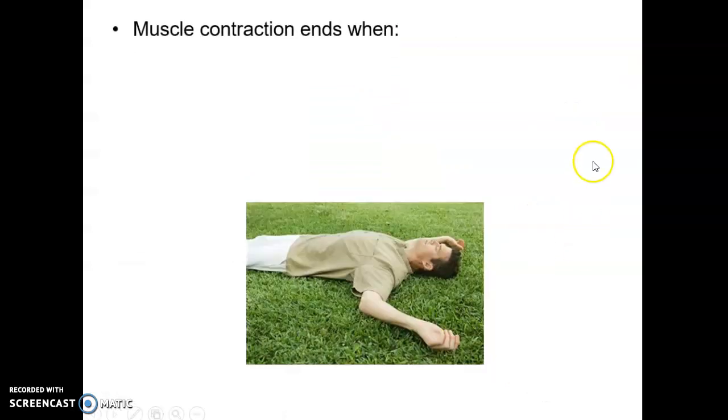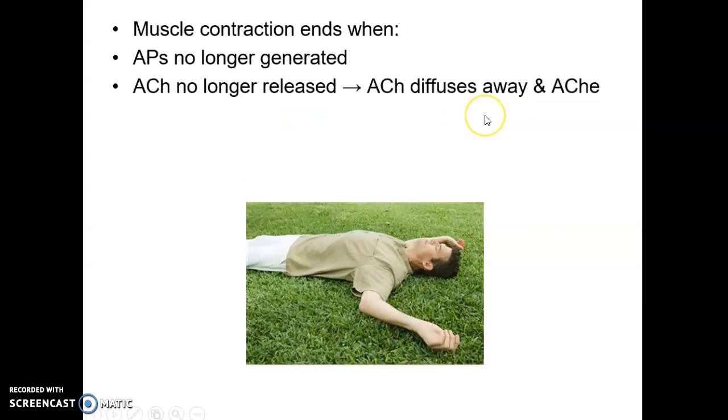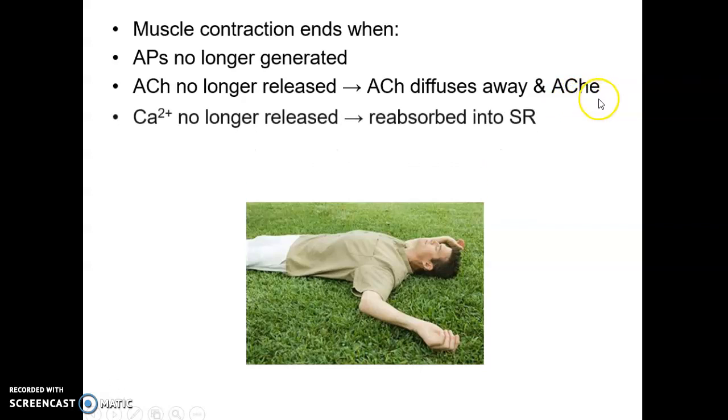Now relaxation. So muscle contraction ends when the action potentials are no longer generated in the brain. You no longer want to contract a particular skeletal muscle. There's no action potentials leaving the motor neurons out of the spinal cord. There's no action potentials hitting the axon terminals. There's no release of acetylcholine. Any acetylcholine that would be in the synaptic cleft diffuses away, gets pumped back into the axon terminals, and or is deactivated, degraded by acetylcholinesterase.